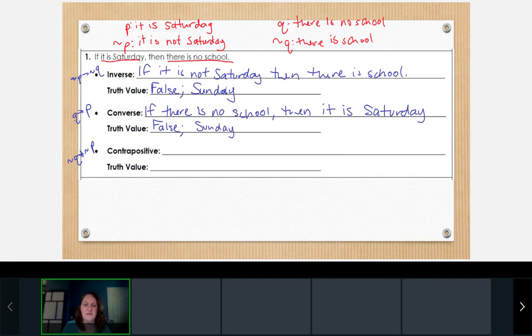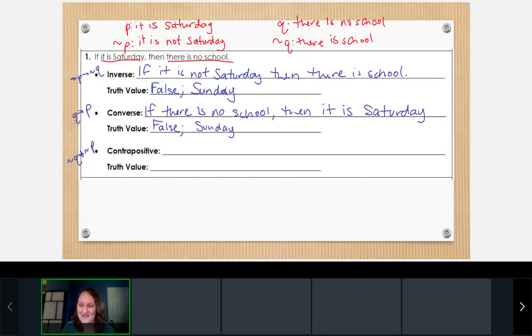You could also think of holidays, right? If there is no school, then it is Saturday. You could say, well, it's July. There's no school in July, right? Or you could say it's New Year's Day. There's no school on New Year's Day. So if you thought of another counterexample, a day that we don't have school, but is also not a Saturday, that would be a counterexample.